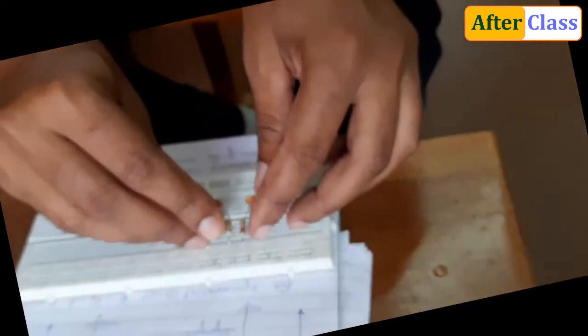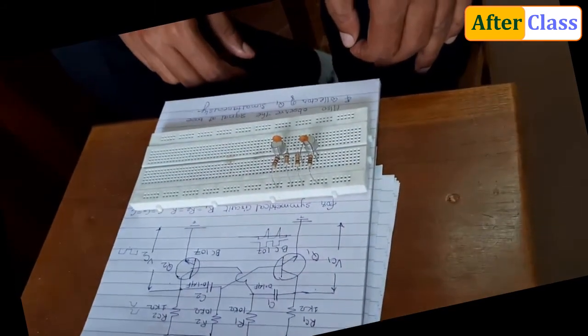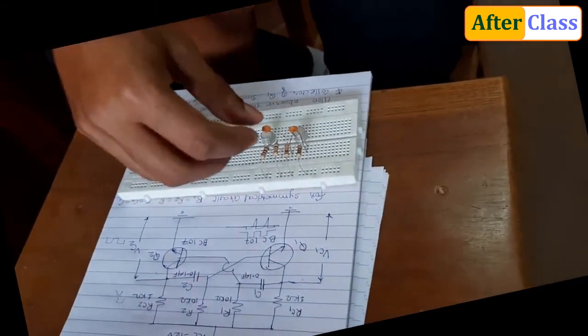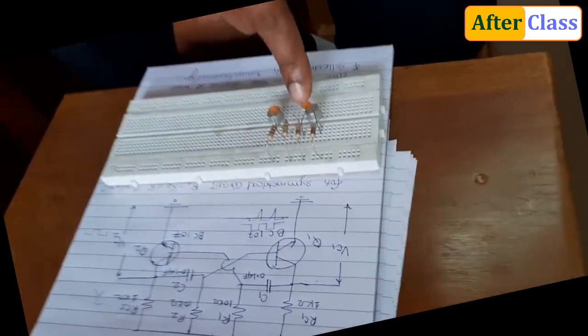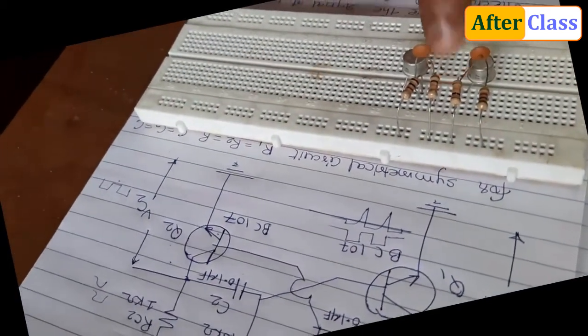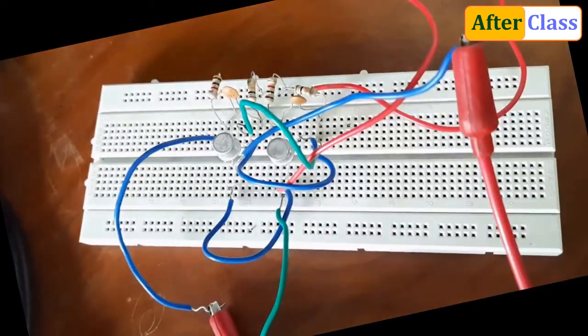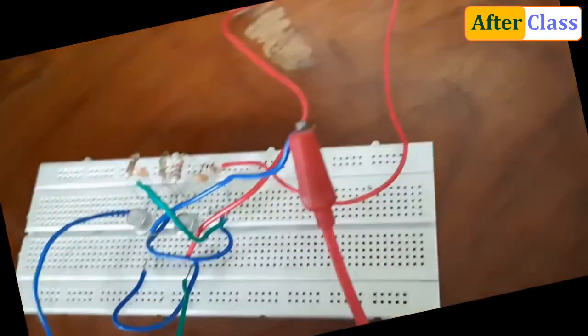Okay, so this section is done. Now what you need to do is connect the output of this to the base of this. So you need a wire. Now we have assembled the circuit. Now we have this power supply.